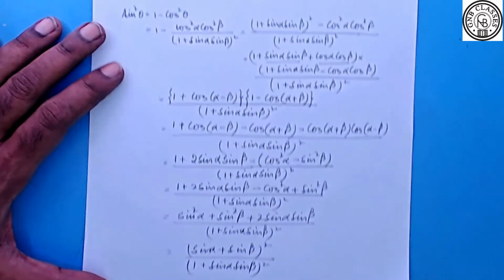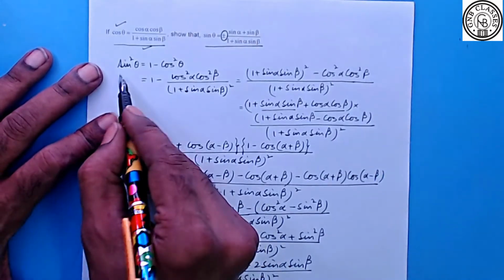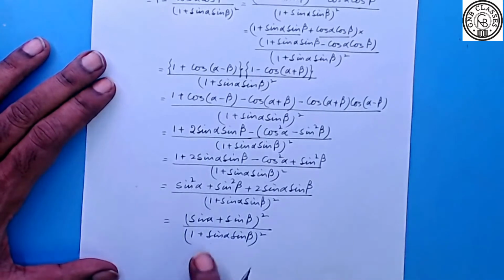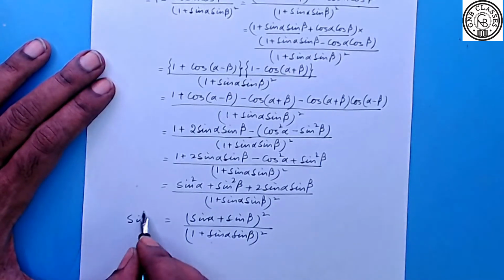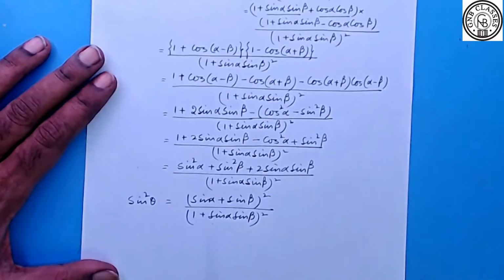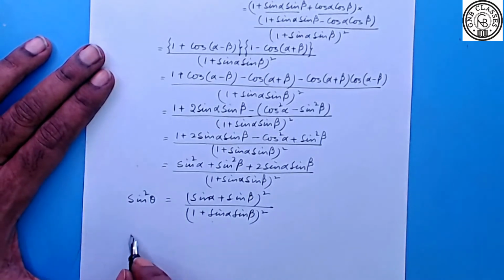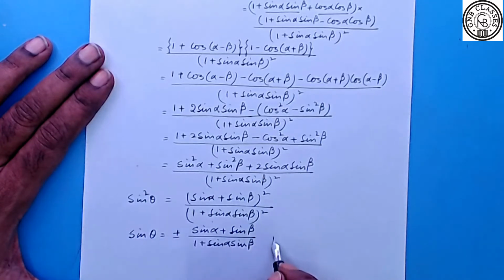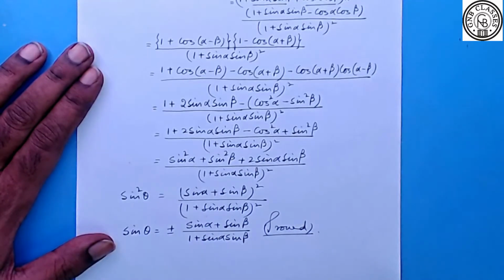What we got is basically sin square theta, this one. This is your sin square theta. Okay. So now if I take the square root on both sides, we are having sin theta is plus minus (sin alpha plus sin beta) divided by (1 plus sin alpha sin beta). Proved. Is it clear? Okay.